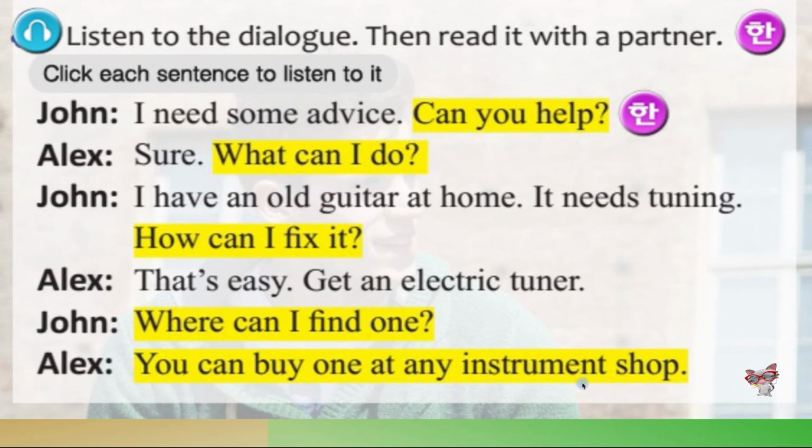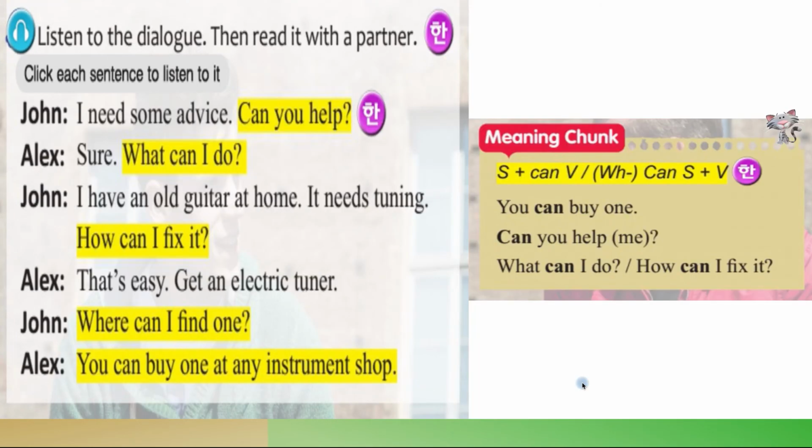Young-hee loves tuna. So you notice there's a lot of use of can there. And then in our one we have the subject plus can plus verb to make a statement. Here the verb is buy. You is the subject. And notice in each case there's a main verb. So here, can you help? The main verb is help. What can I do? Do is the verb. How can I fix it? Fix is the verb that goes with can.